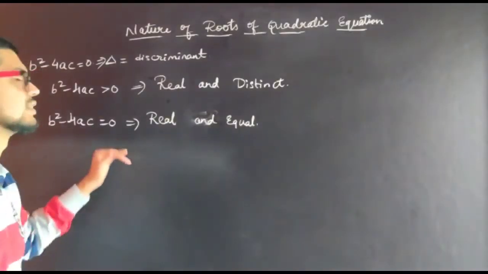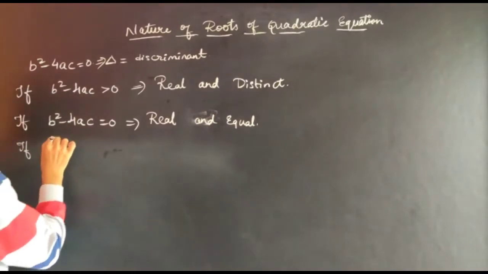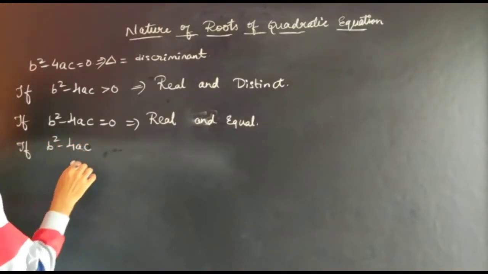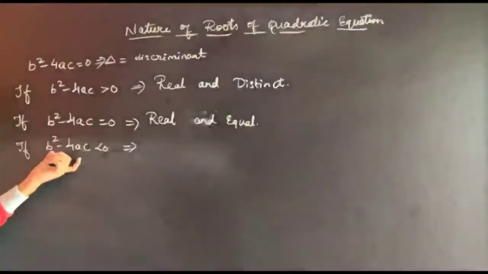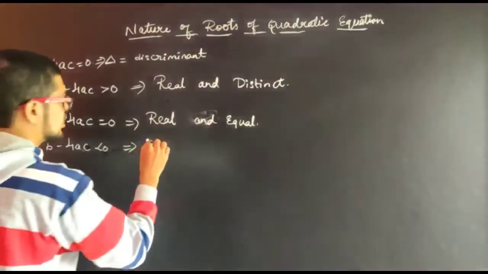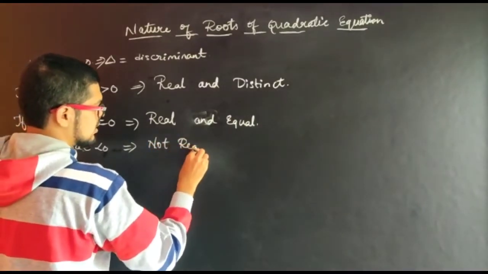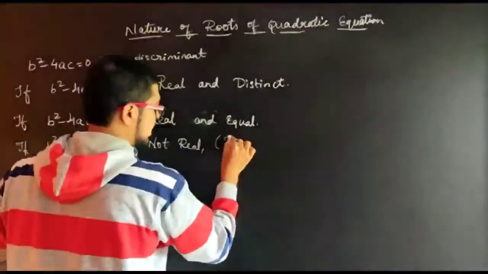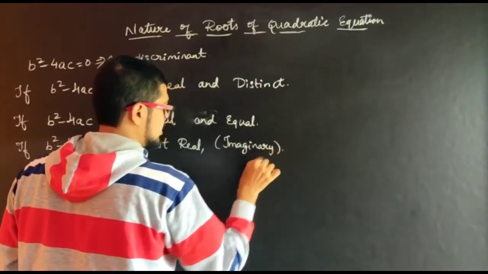The third nature of roots is if b square minus 4ac is lesser than 0, that is, the delta or discriminant value is negative, then the roots are not real. Sometimes we call not real as imaginary.